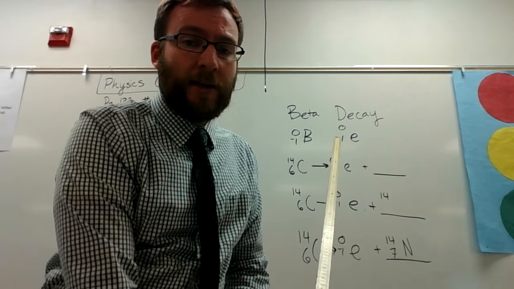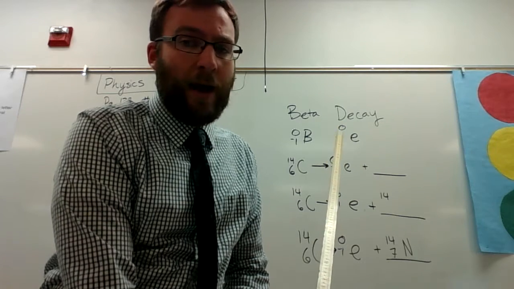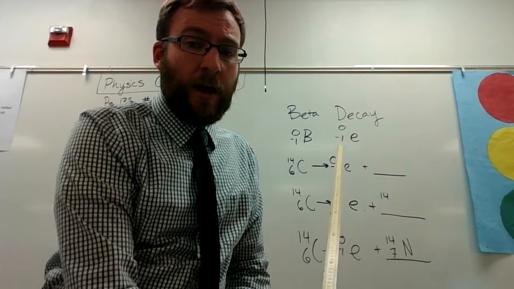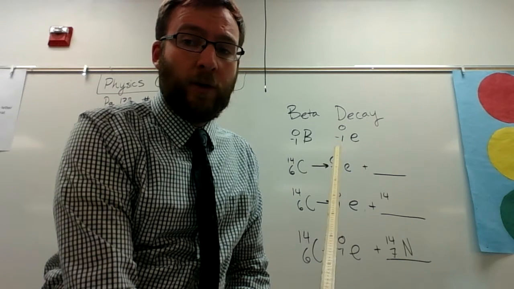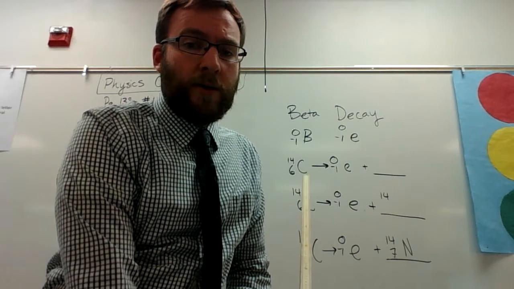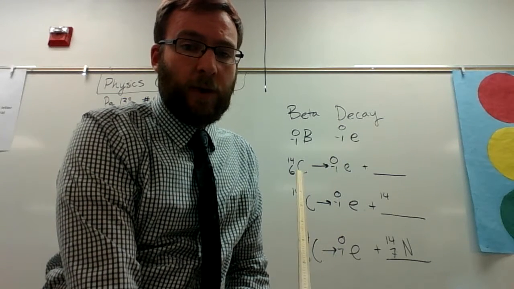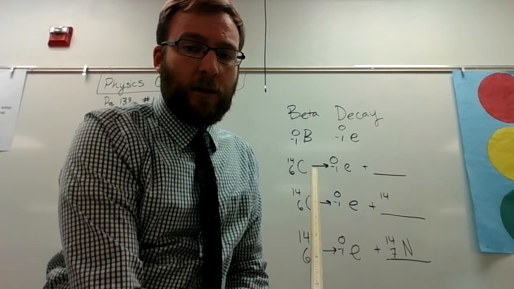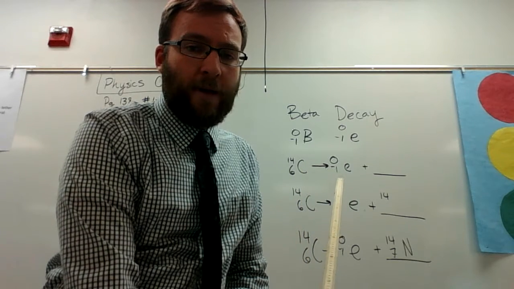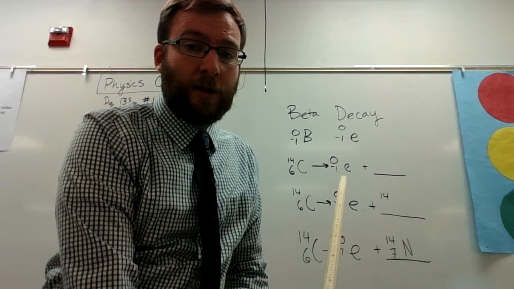So again, it doesn't have a mass. Electrons don't have a mass that we count in these problems. And then it's going to be a -1, to be an antiproton. Well, let's use carbon-14 again. So again, the mass number is 14. The number of protons is 6 right there. And then we have our electron right here.